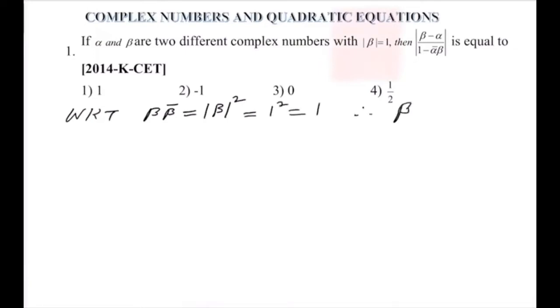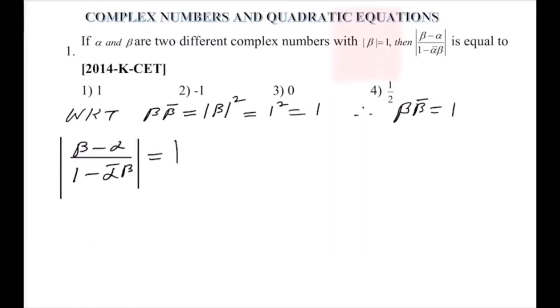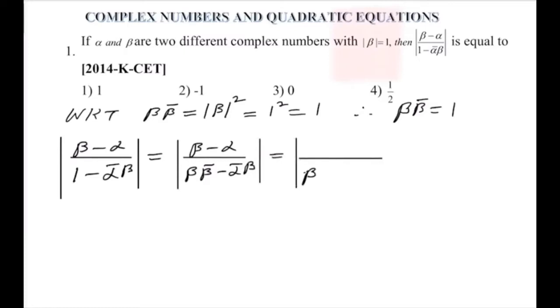Therefore, beta into beta bar is 1. Now in the given expression, beta minus alpha upon 1 minus alpha bar beta, we shall replace 1 by beta into beta bar. Numerator will be as it is, beta minus alpha. In the denominator, beta beta bar minus alpha bar into beta. Now we can take beta as a common factor. Beta bar minus alpha bar, numerator as it is.